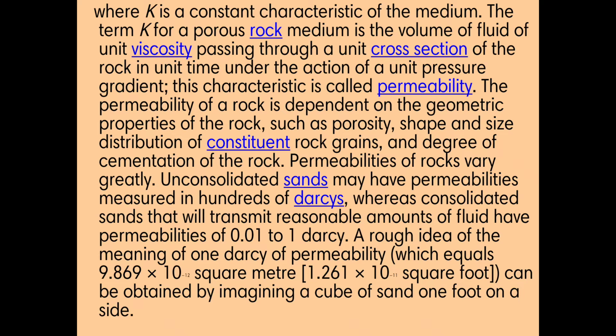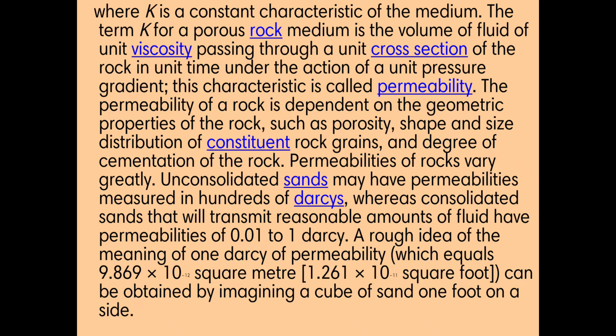The term K for a porous rock medium is the volume of fluid of unit viscosity passing through a unit cross section of the rock in unit time under the action of a unit pressure gradient. This characteristic is called permeability. The permeability of a rock is dependent on the geometric properties of the rock, such as porosity, shape and size, distribution of constituent rock grains, and degree of cementation of the rock.